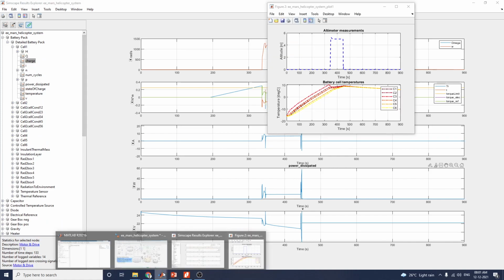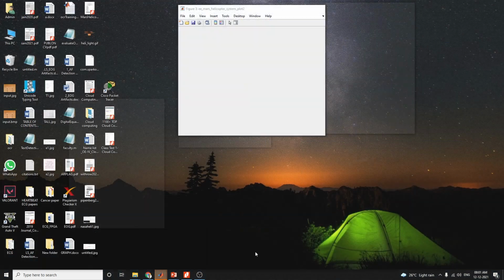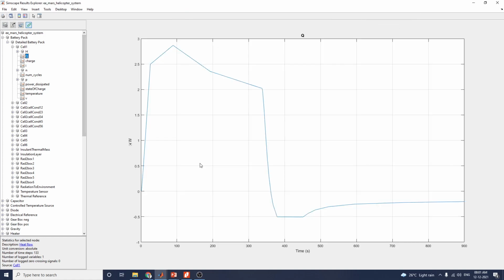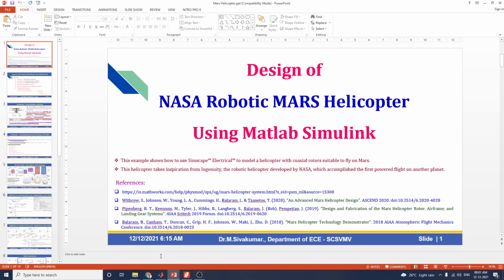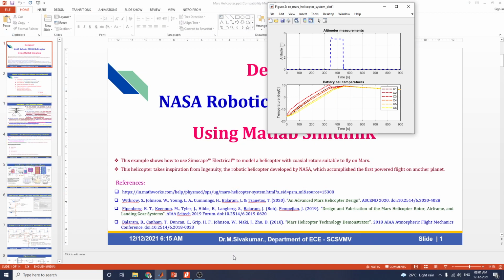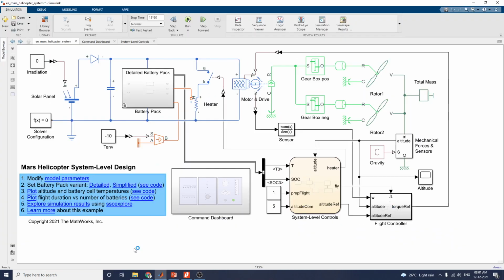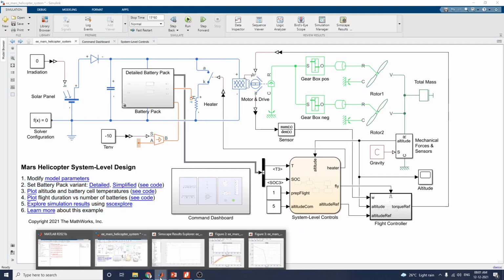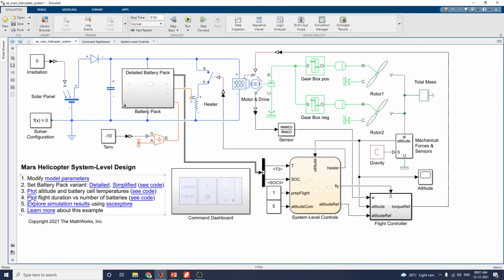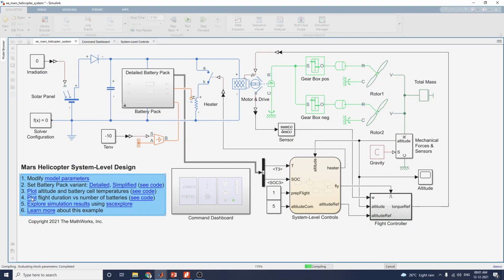Simulation is going on. Now we are getting the Mars helicopter system plots; the first one shows us the charge. You can see figure 2 and figure 3. Then the next plot, time duration versus time for batteries, is now showing.